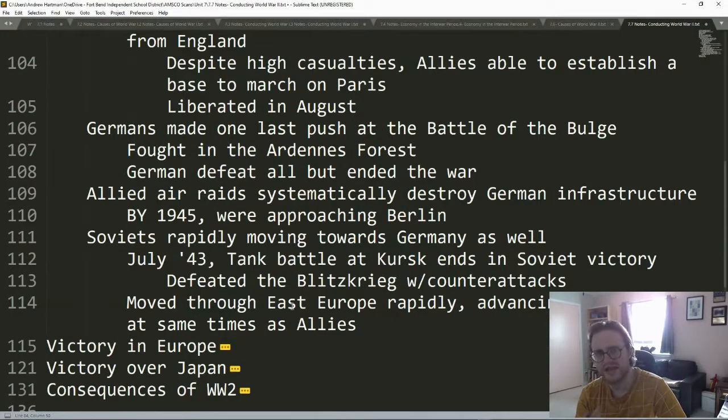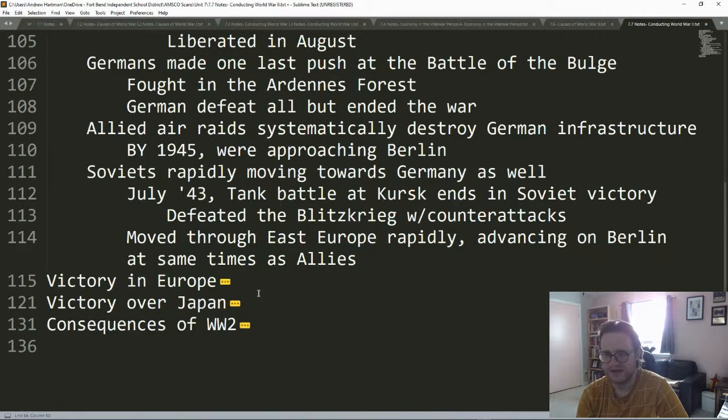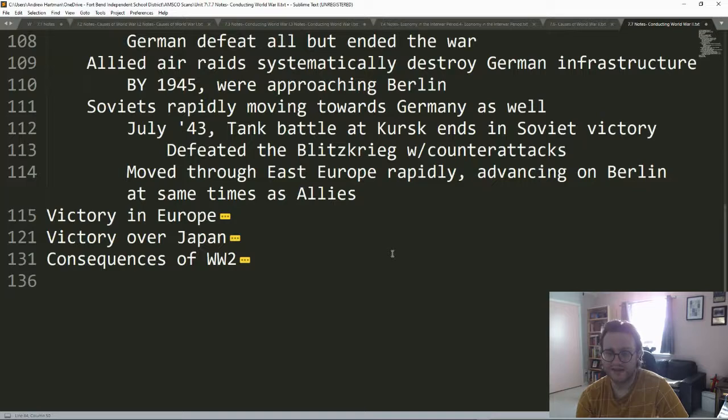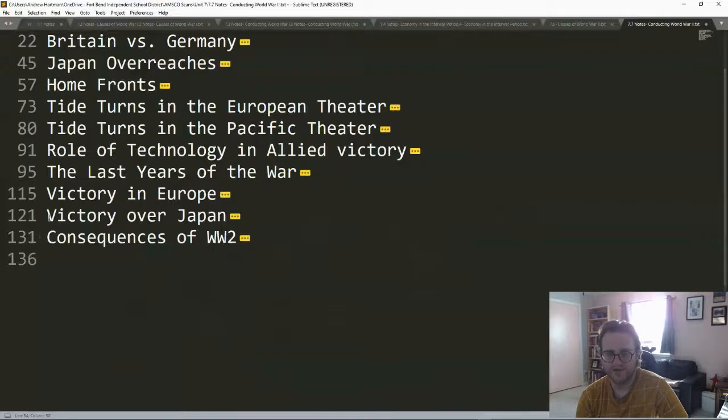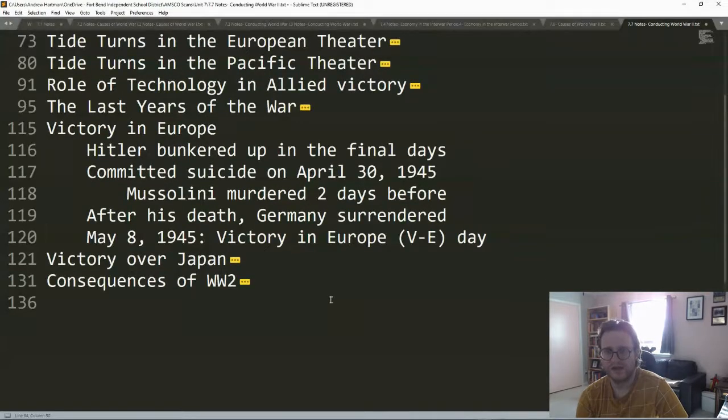And then what we start to see, the Allies start to systematically destroy all German factory work, basically preventing them from resupplying themselves via air raids. The Soviets are also moving towards Germany, especially after the famous tank battle at Kursk, which ends in Soviet victory. And that is really the big. That's where they're pushing in. It seems pretty inevitable at this point, and basically arrive in Berlin at the same time as the Allies.